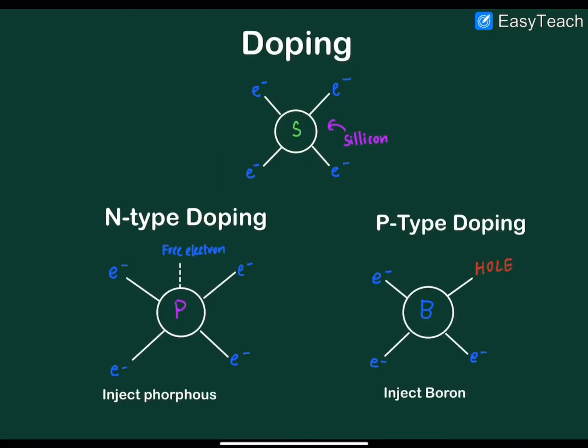A method called doping is used to improve the conductivity of silicon. There are 2 types of doping, N-type and P-type. In N-type, phosphorus is injected into the silicon, creating a free electron which can move around. In P-type doping, boron is injected into the silicon, creating a hole where electrons can fill.